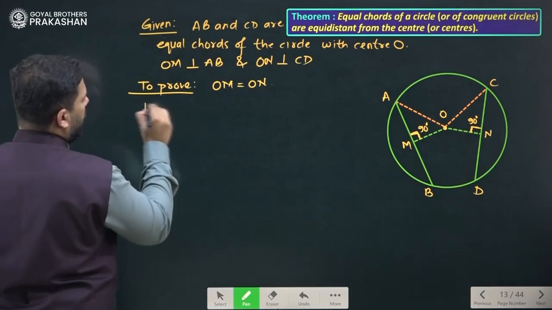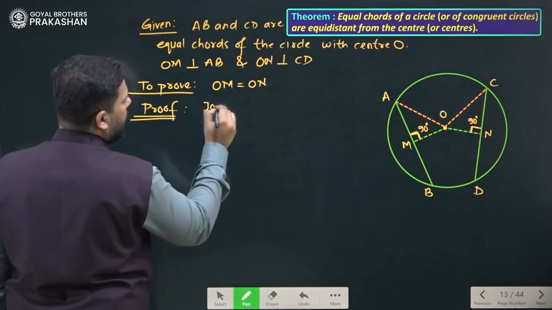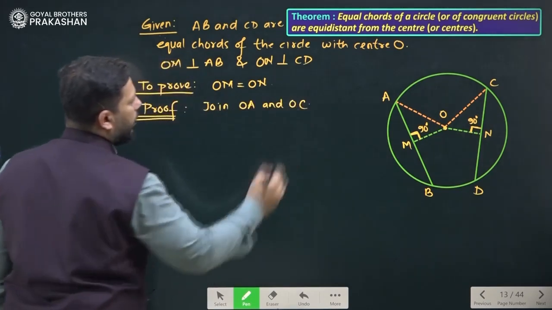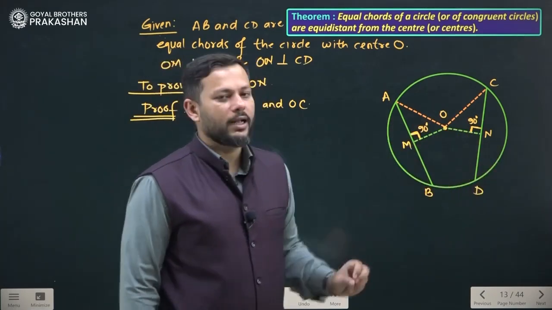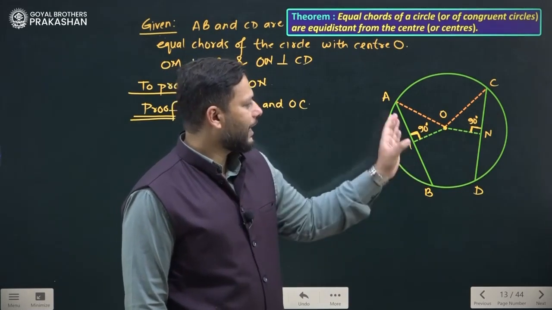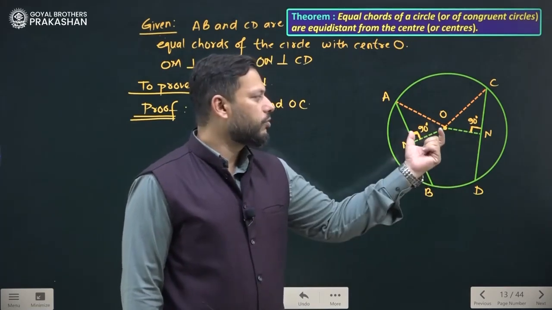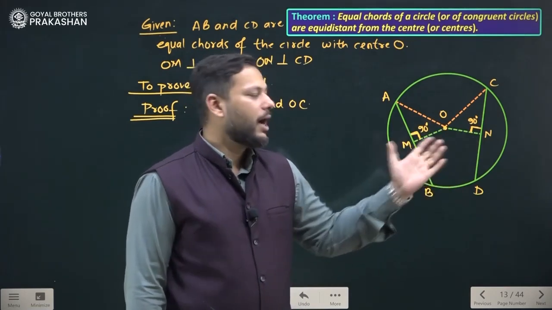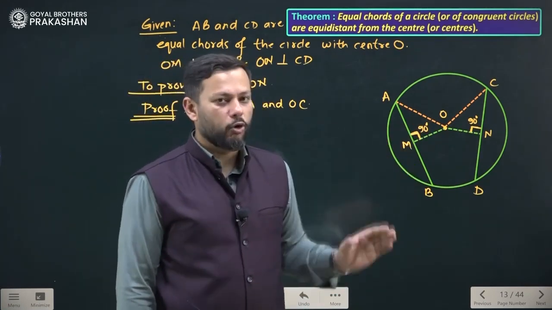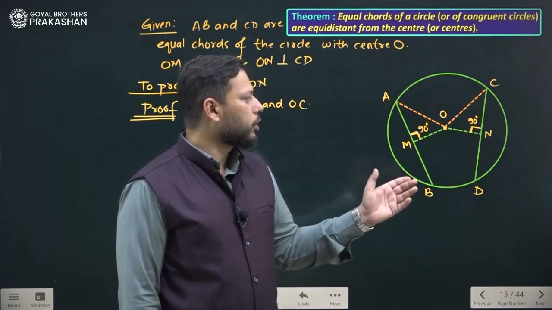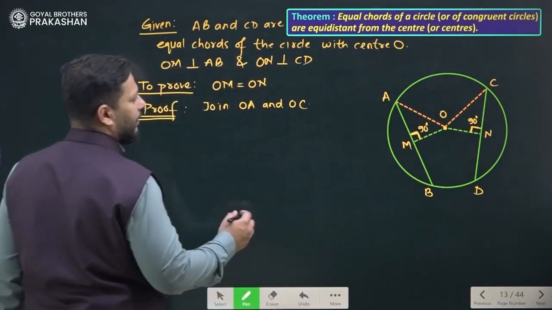Let us start the proof. What do we need to do? As I told you, join OA and OC. If I join OA and OC, I see two triangles getting formed. The first one is AMO and the second one is CNO, right? These two right angle triangles are getting formed. If we somehow prove that these two triangles are congruent to each other, we would be able to conclude that OM and ON are equal to each other. So let us move ahead in that direction.